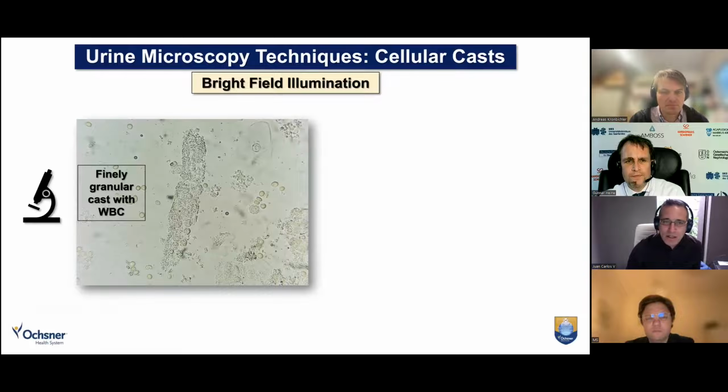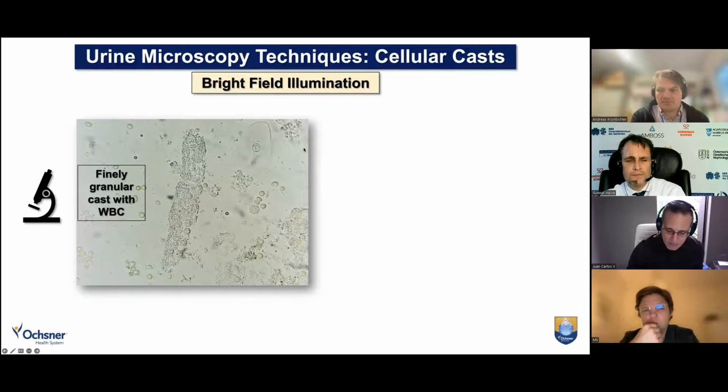Coming to the clinical application, most of the clinical labs, hospital labs, are based on bright field illumination. This is an example of a finely granular cast with white blood cells on it. But it becomes a little difficult to recognize those white blood cells unless it's being inspected by an expert eye. And this is where this stain, the Sternheimer-Malbin stain, becomes helpful. You can clearly see in this other example on the right how the white cells become much more visible.